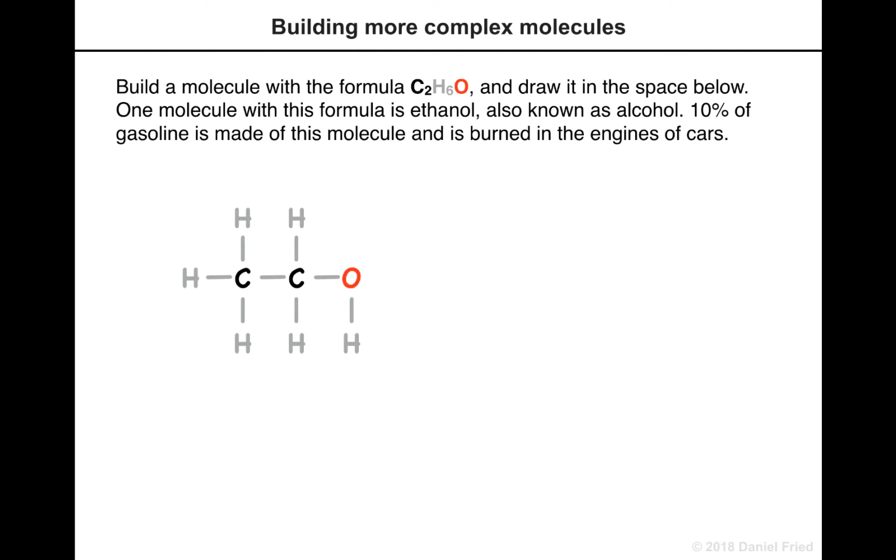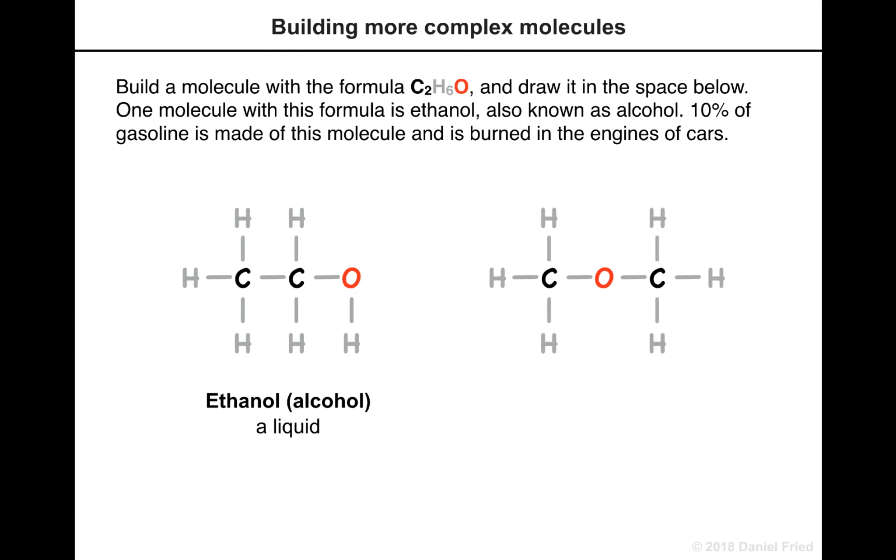If you don't give the kids too many hints, some of them will arrange the heavy atoms this way, COC. This can give you the correct answer too. We know that each carbon needs 4 bonds. The oxygen doesn't need any more bonds because it already has 2 bonds. And there's plenty of space for the 6 hydrogens that are needed. This is a different molecule. This is called dimethyl ether, and this is an industrial chemical. It's not ethanol.